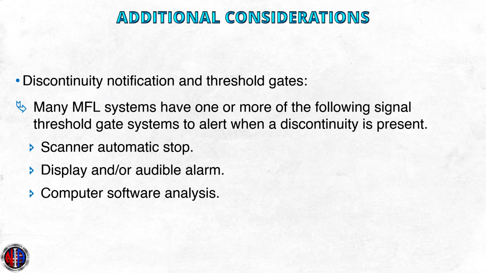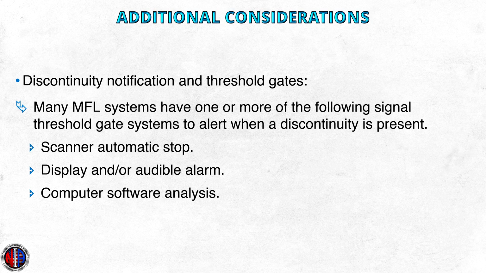Discontinuity notification and threshold gates. Many MFL systems have one or more of the following signal threshold gate systems to alert when a discontinuity is present. A scanner automatic stop. The MFL scanner stops automatically when a discontinuity of a specific magnitude trips a set alarm gate. After evaluation and marking the surface with a paint pen or chalk, the operator starts the system again.